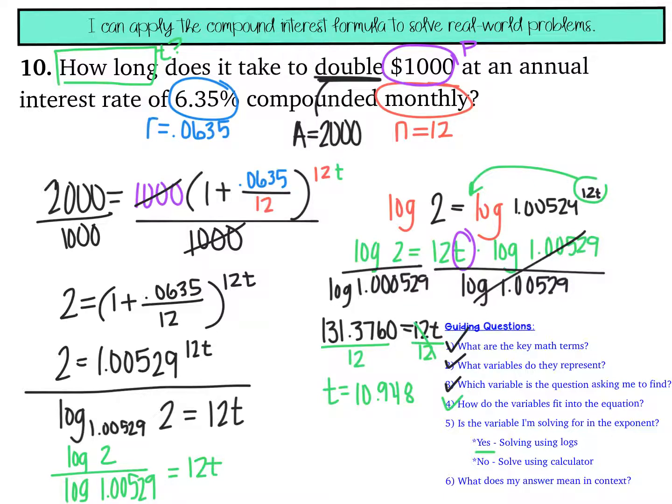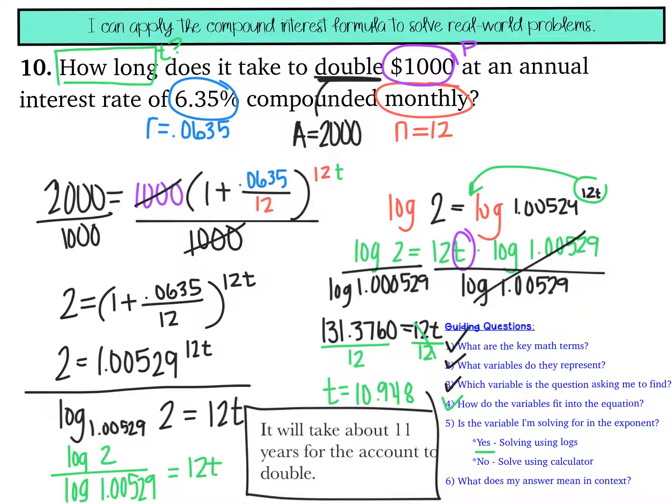So then my last question is, what does my answer mean in context? So what that means is t represents time, so that means it's going to take about 11 years. I'm going to go ahead and round up in this case, because if I say about, I can clarify that it's going to be about 11 years, because this is pretty close to 11 years. So it will take about 11 years for the account to double.